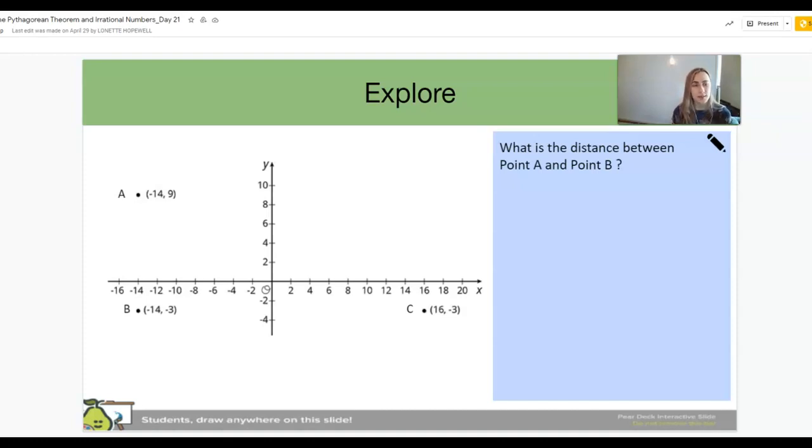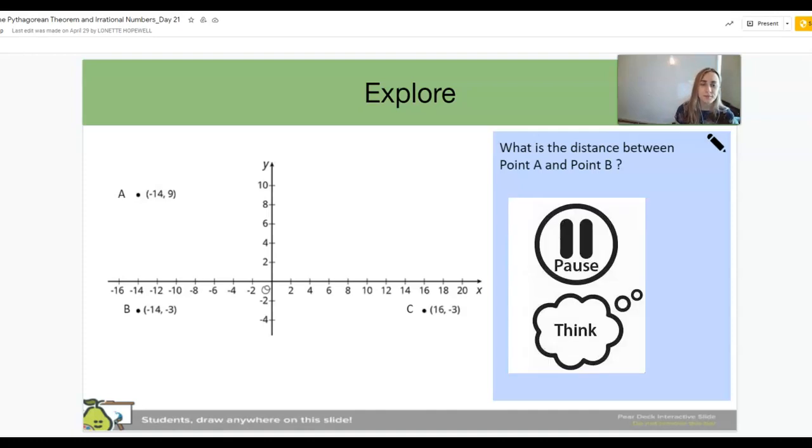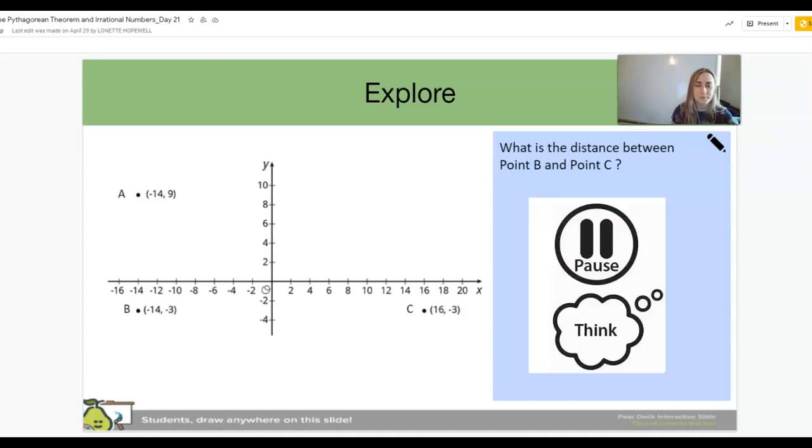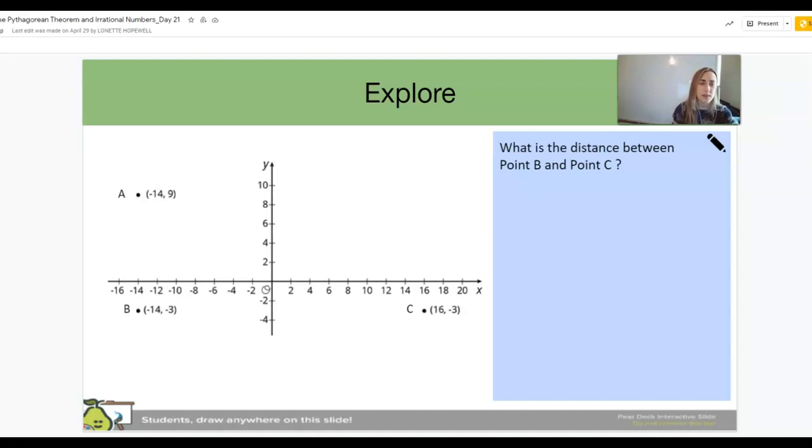So pause and think about this one. And when you're ready, we'll move on to slide D. Now on slide D, we're working with the same graph, but this time we are answering the question, what is the distance between point B and point C? So record your thinking in the blue rectangle. And when you're ready, we'll move on to slide F.